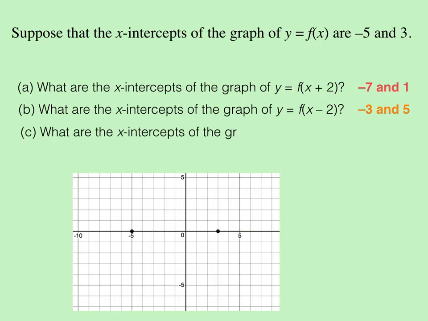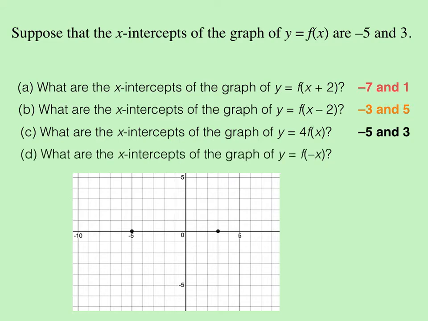Third question, what are the x-intercepts of the graph of y equals 4 f of x? Now this is an interesting case because 4 times the function basically means the function is going to be 4 times as steep at any given point. The y value will be 4 times the original y value. But because these are intercepts, 4 times 0 is still 0, so the intercepts will still be the same for y equals 4 f of x.